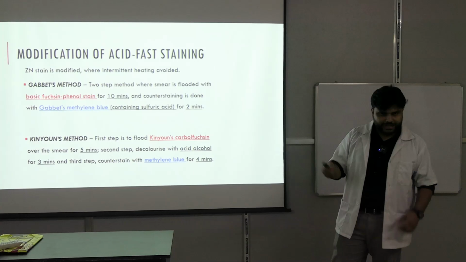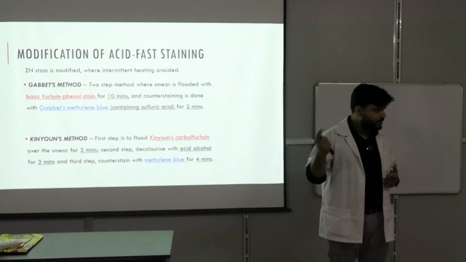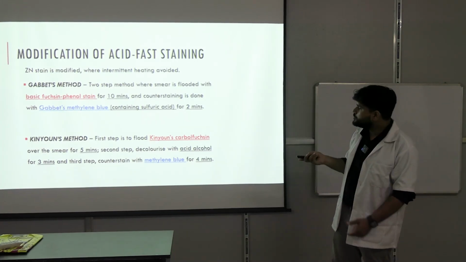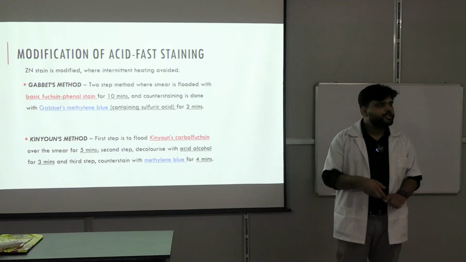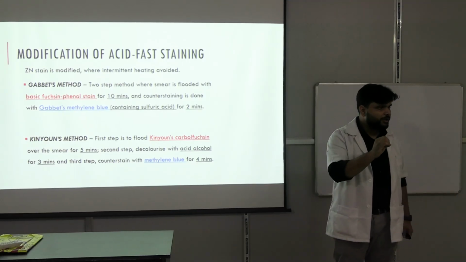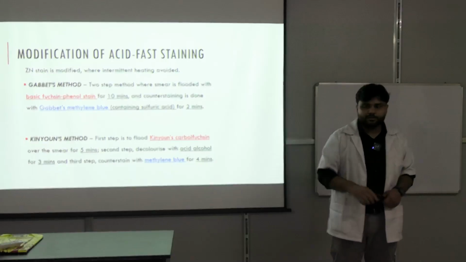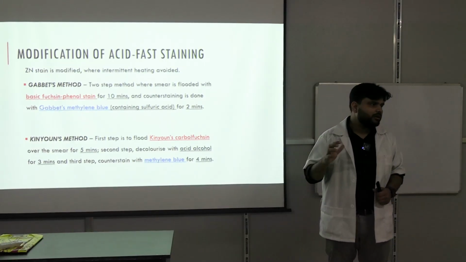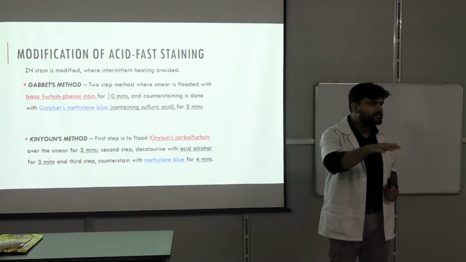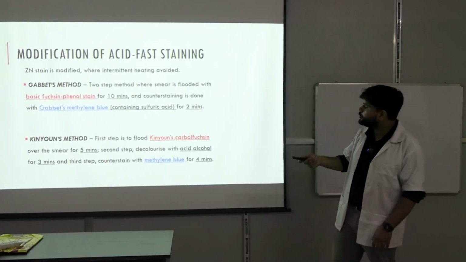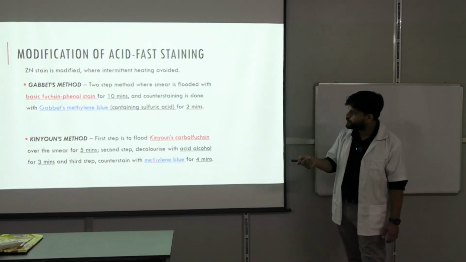Because instead of heating up the smear and the carbol fuchsin, we use Kinyoun's carbol fuchsin. It's a much stronger form of the carbol fuchsin with increased phenol and increased fuchsin concentration as well. So that itself is very permeable, so it enters the cell wall very easily. So we don't have to use any sort of heating in Kinyoun's method, okay.